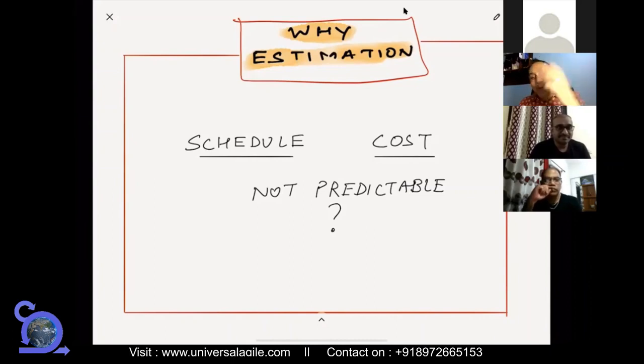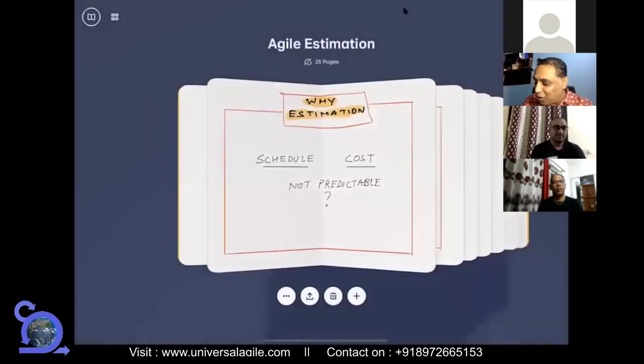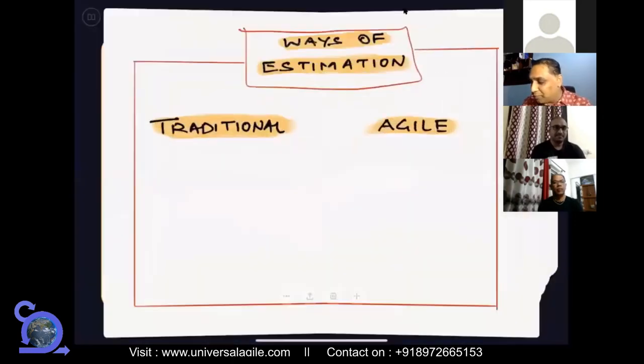So I just wanted to give you this story to set the context. The idea of estimation is predictability. How do you bring predictability? While cost and schedule are just factors. Clear, everybody? Okay, with that thought process, let's move on.